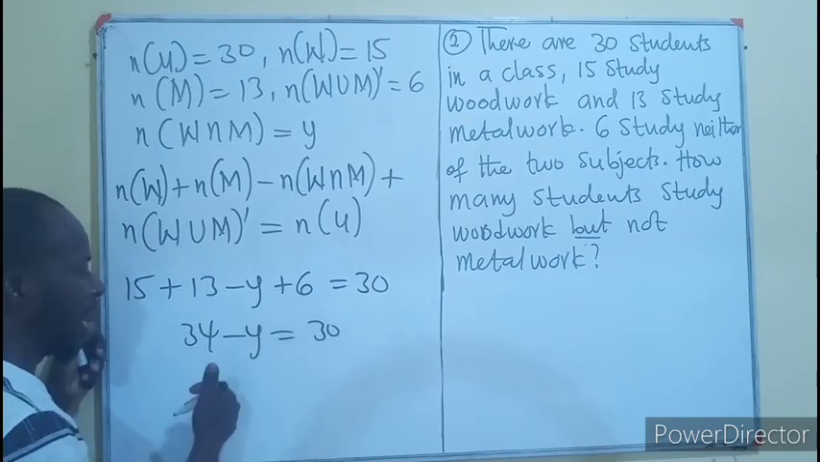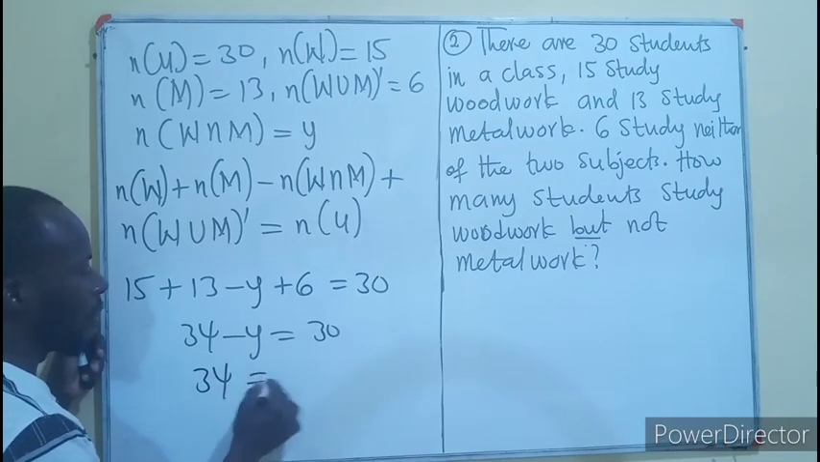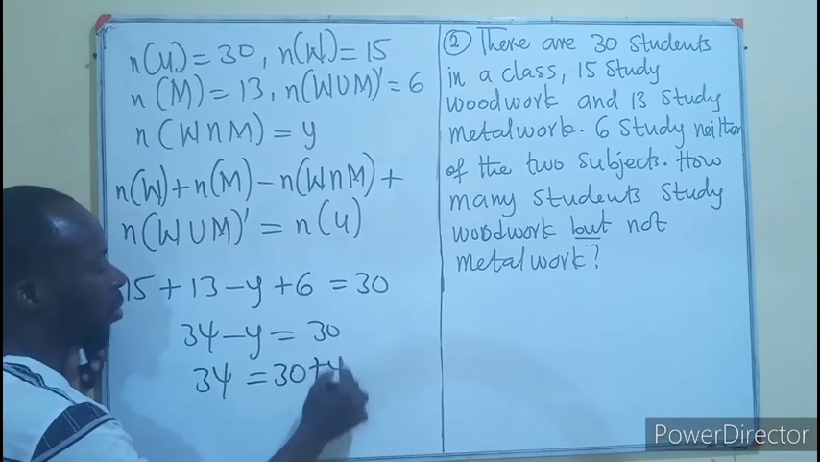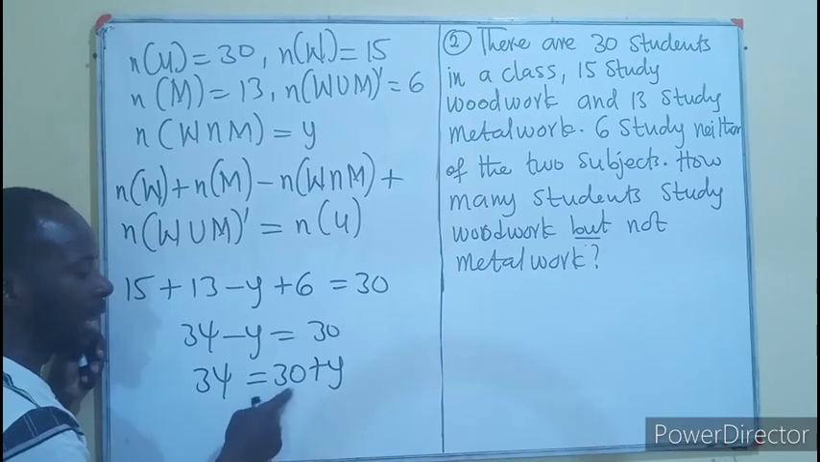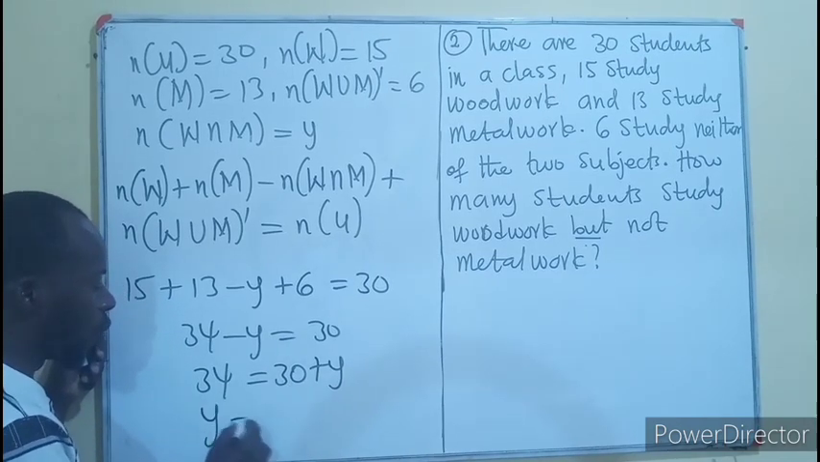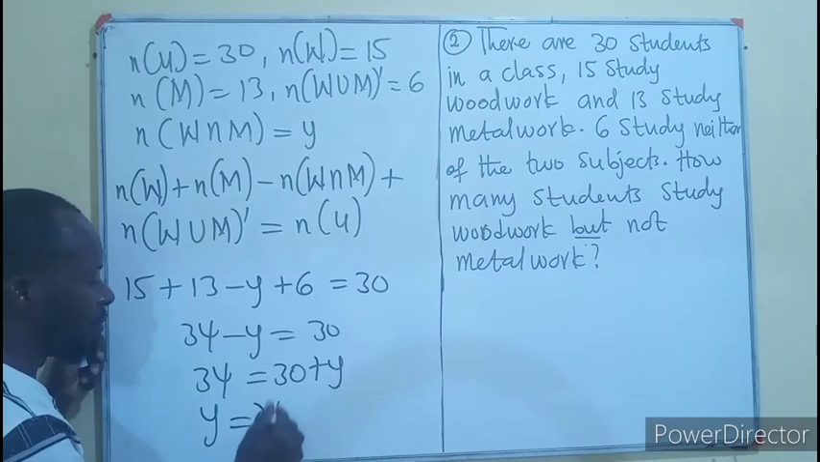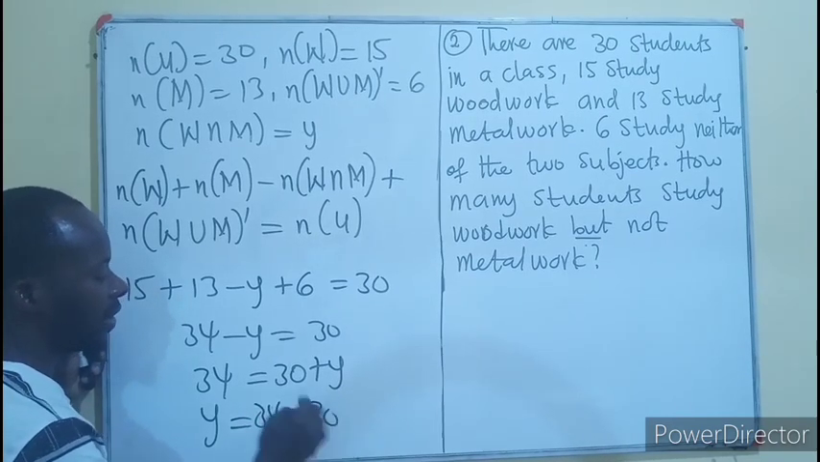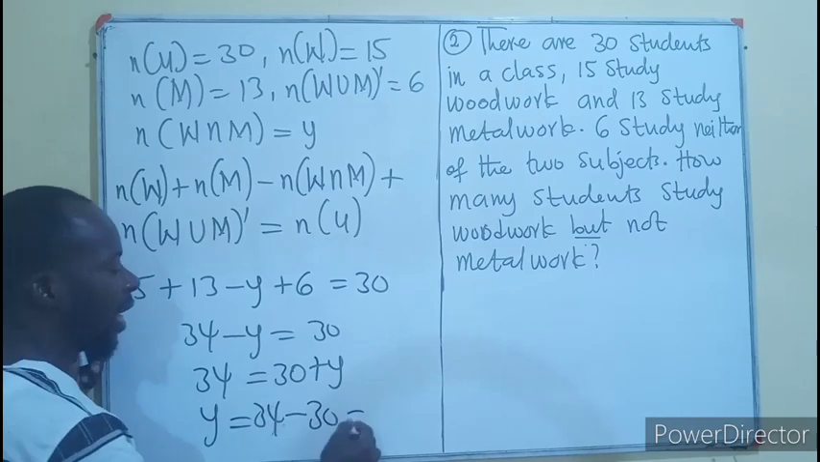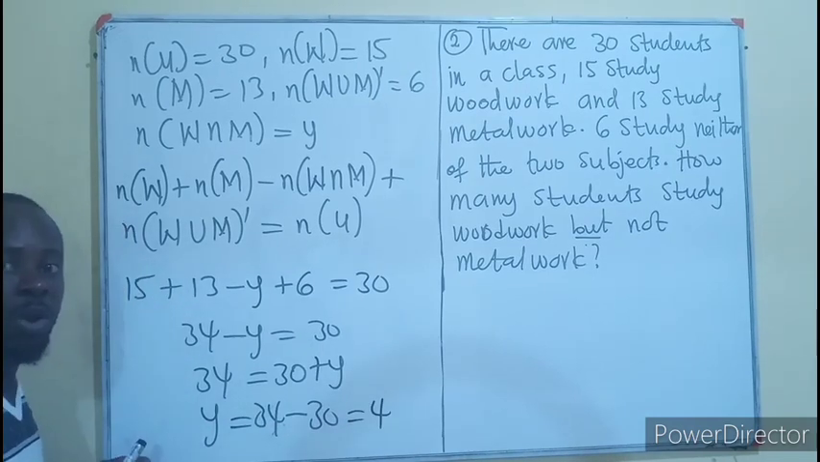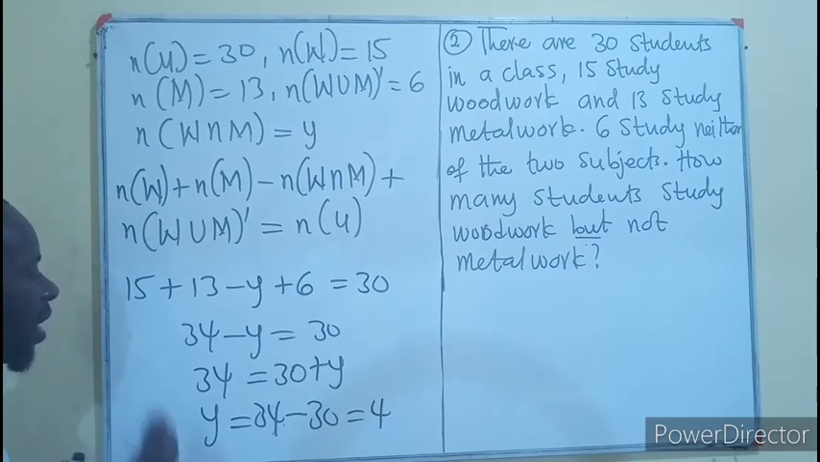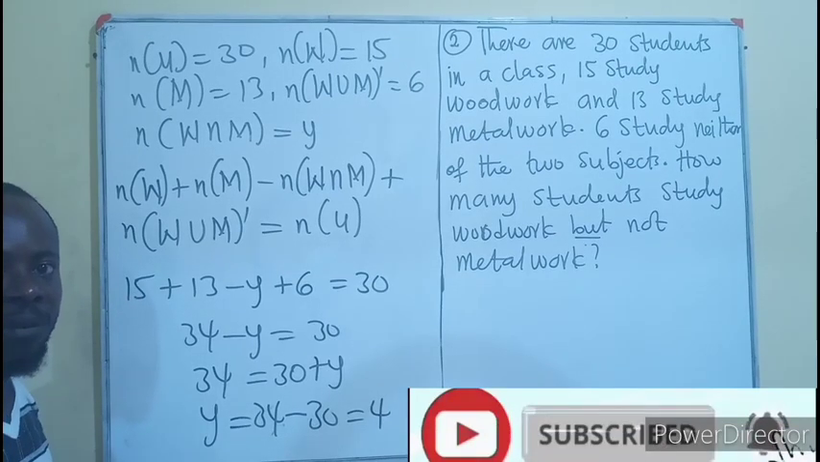Adding Y to both sides gives you 34 equals 30 plus Y. So now let's subtract 30 from both sides. Y will be equal to 4, as in 34 minus 30. Subtracting this from both sides will make Y equal to 4, as we had for the first approach. The Venn diagram will give you the answer, and the formula will also give you the answer.